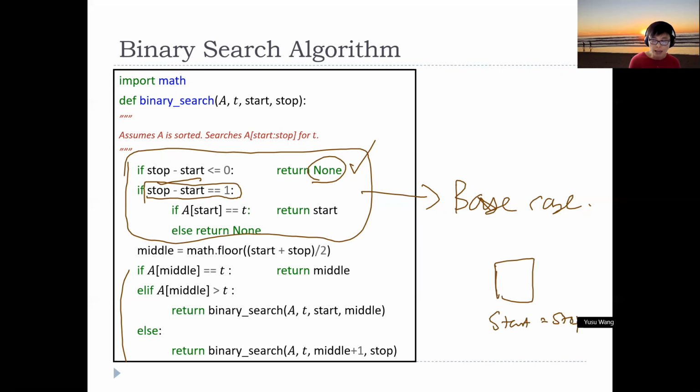I just need to check this element. If this element here equals T, that means we found it. Okay, we return it. Otherwise, because every time we assume that the element you're looking for is within this subarray, if this is not T, that means we couldn't find it, then we return none. So in either case, we're correct.